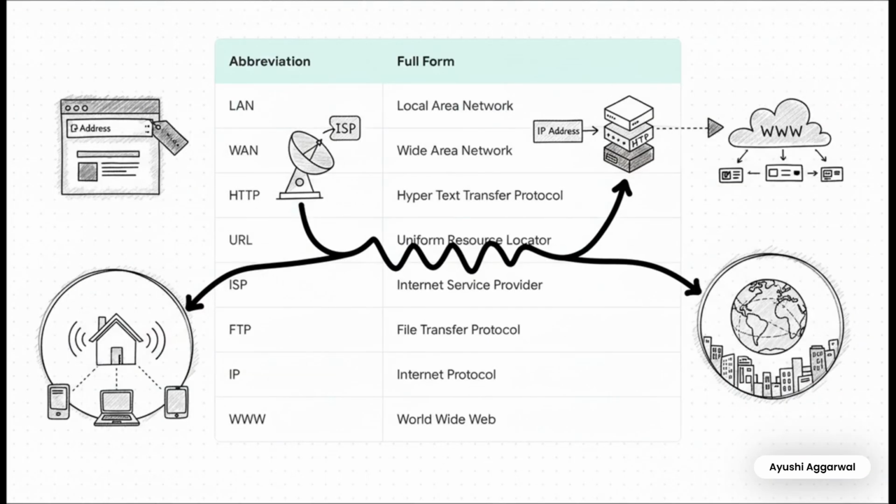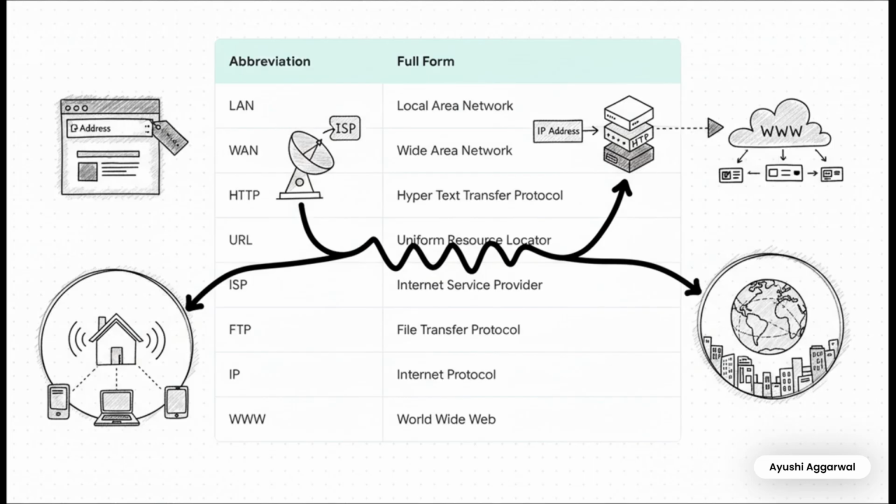It starts with your ISP, your internet service provider. That's the company you pay for internet. They connect you to a network, maybe a LAN, which is a small local area network at your home, or a WAN, a wide area network that can cover a whole city. Once you're online, your computer gets a unique address, its IP, or Internet Protocol.